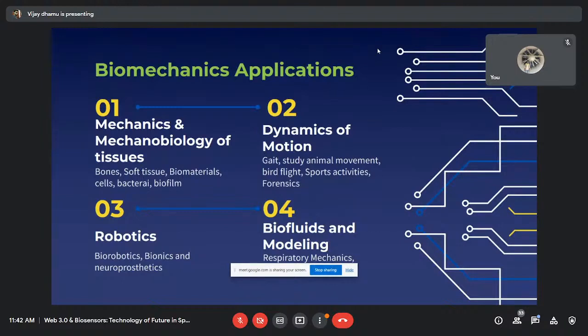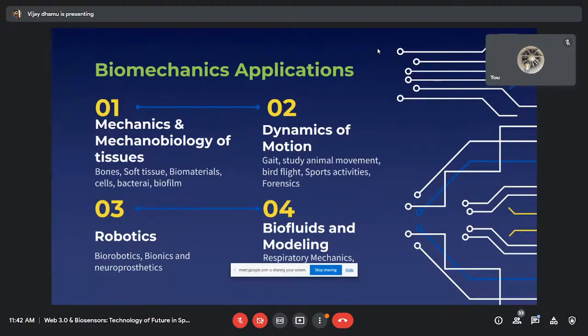And there are recent developments where the prosthetics are designed to be controlled by our human mind. So that is called bionics or neuroprosthetics, and it is a very fascinating field as well. And the growth for those fields is very enormous.